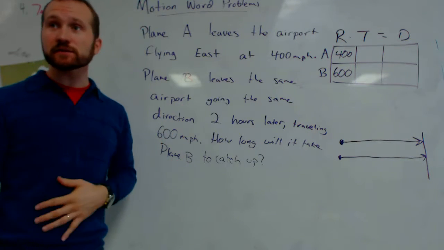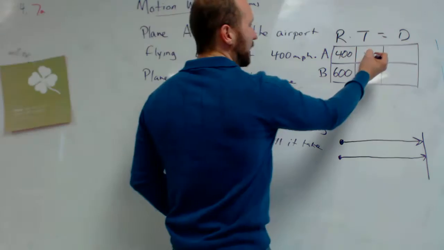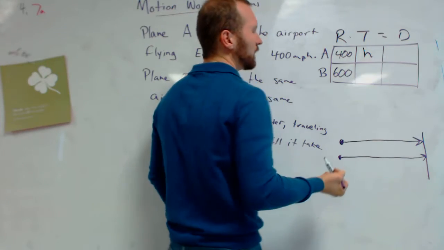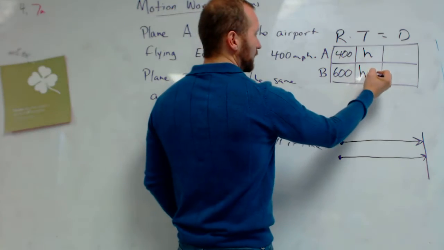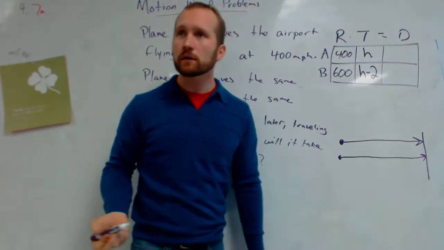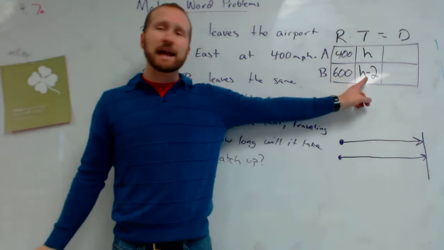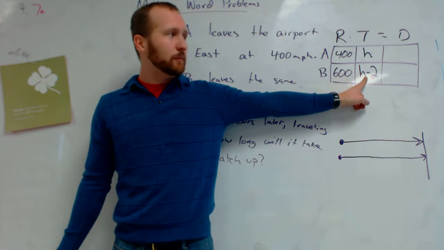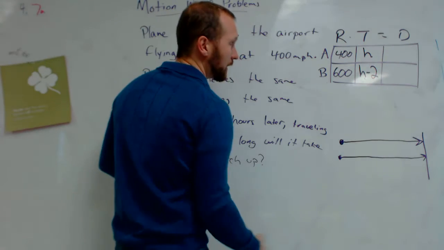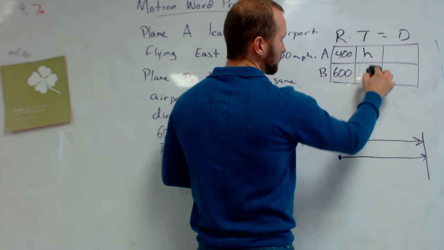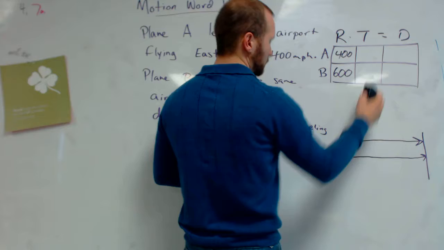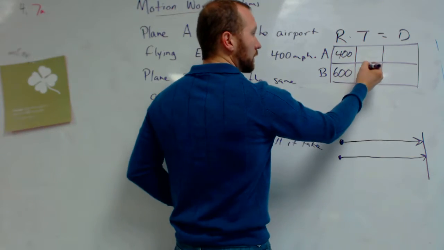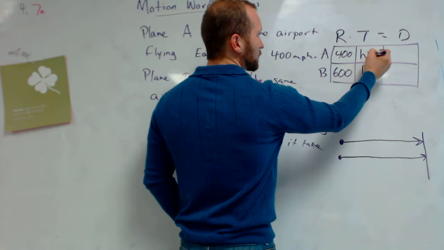There's two ways of solving this. If plane A has gone for H, then plane B has gone for H minus 2, right? Because plane B has gone for less time. The other way I could do it, and I would get the same answer in the end, is A could be H plus 2. This could be H and this could be H plus 2.